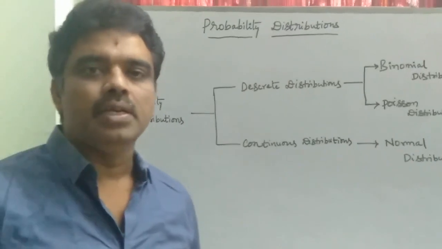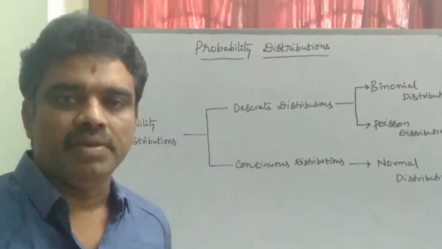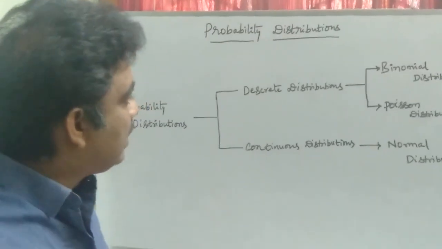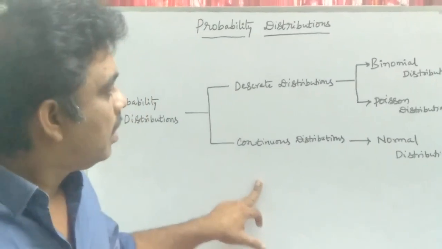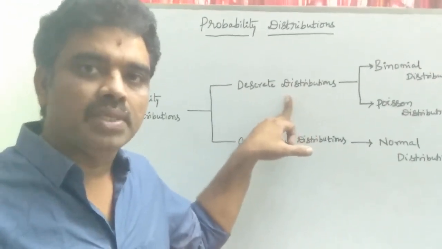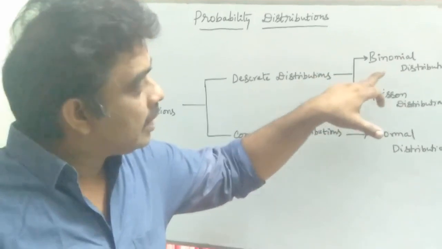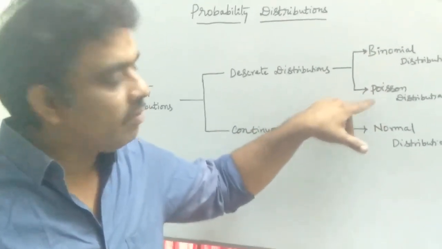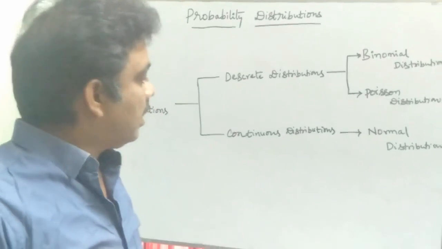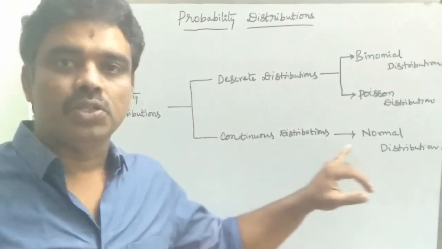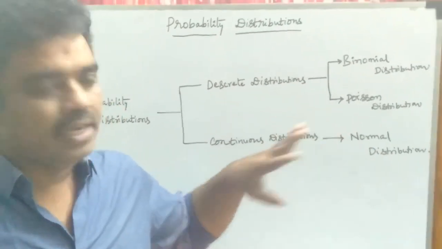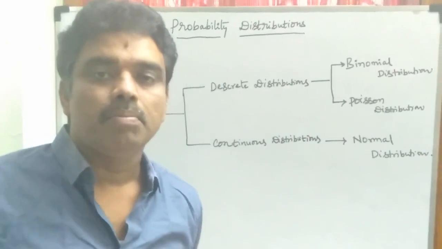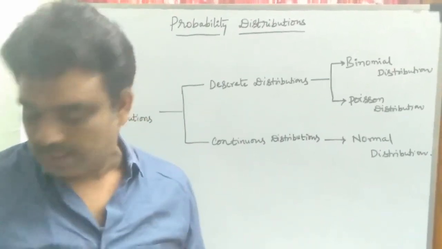Probability distributions. The probability distributions can be divided into two types. One is discrete distributions, the other one is continuous distribution. Under discrete distribution, in our syllabus we have two topics: one is binomial distribution and second one is Poisson distribution. And under continuous distribution, we have only one distribution, namely normal distribution. So in our syllabus we have three distributions: binomial, Poisson and normal distributions.